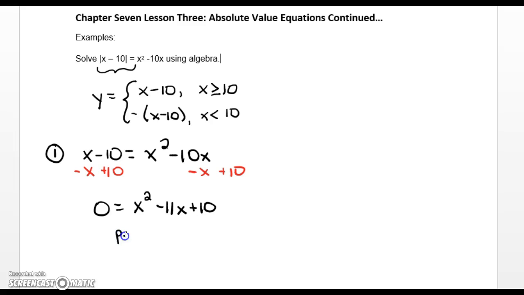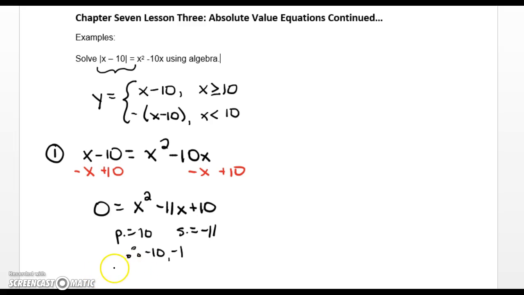So here we're going to be looking at that product and sum. In this case, we can use that shortcut method I showed you a few videos ago, where our a value here is 1, so we can use a shortcut. So your product is the first times last term, which is 10. Then the sum is negative 11, so it's that middle value there. So you want to think of two values that multiply to 10, but have a sum of negative 11. In that case, those two numbers are negative 10 and negative 1. So they multiply together to be positive 10, but add together to be negative 11.